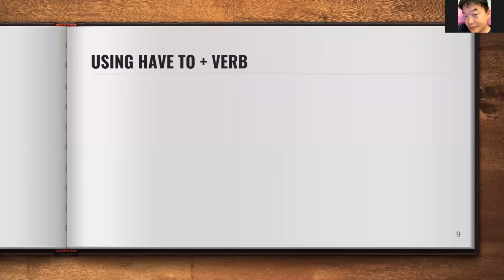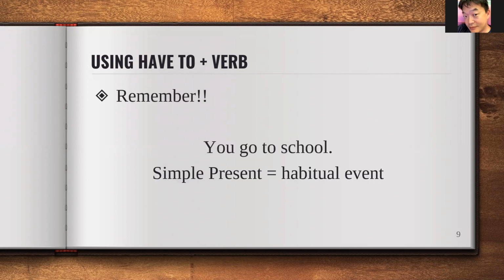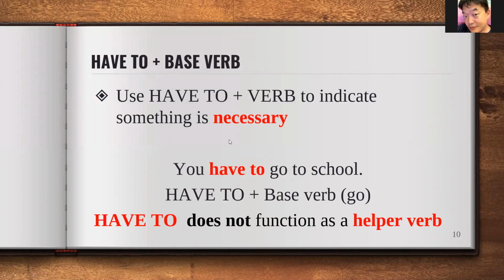Okay. So now, using have to plus verb. Here are some things you have to remember. First, remember when you have the simple present? In the simple present, you use do and does when you want to make a negative statement or an interrogative statement, right? Do you remember that? So, when you have to plus verb, you use it to indicate when something is necessary. But look, have to is not a helper verb. So don't treat have to as a helper verb.